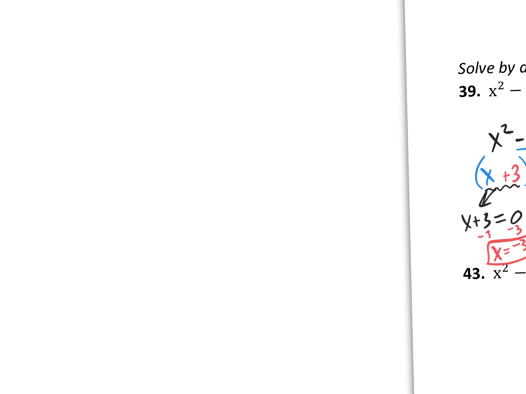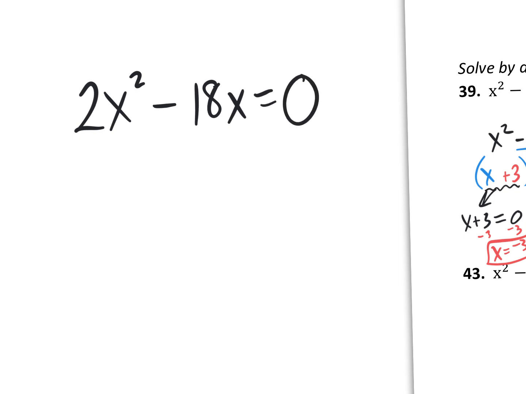Let's say I had 2x squared minus 18x equals 0. So if I wanted to solve this right here, what could I do? Well, it's already equal to 0. That's great. Everything's on the left side. But I need to factor, and it's not a quadratic trinomial. So any ideas on how to factor the left side of this equation that I just made up right now?